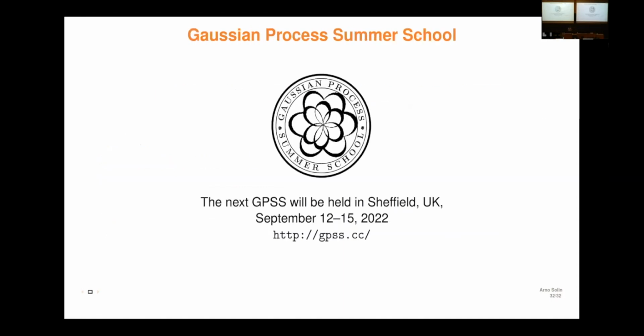What else? There is a Gaussian process summer school, which runs typically yearly, and it's usually in Sheffield. It's in Sheffield this September, and it's an actual in-person event, and it's a really good summer school, probably as good as this one, I would say. So if you're interested, I think you can register for this already now.